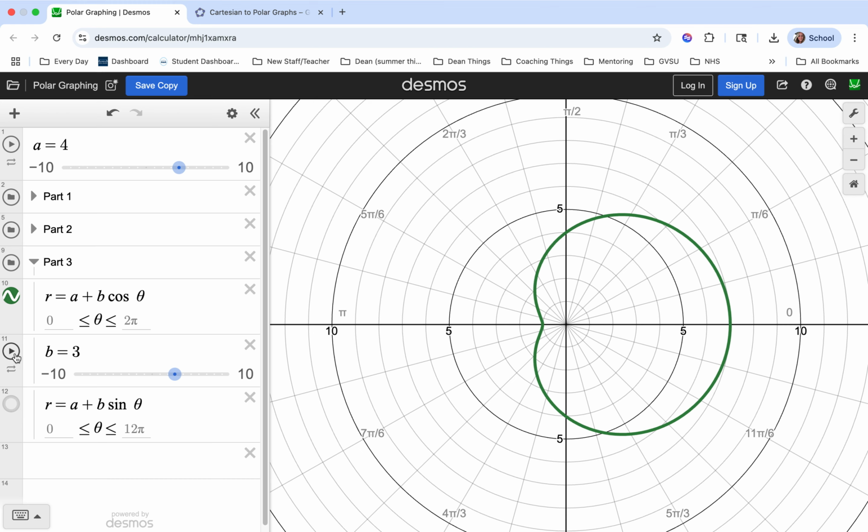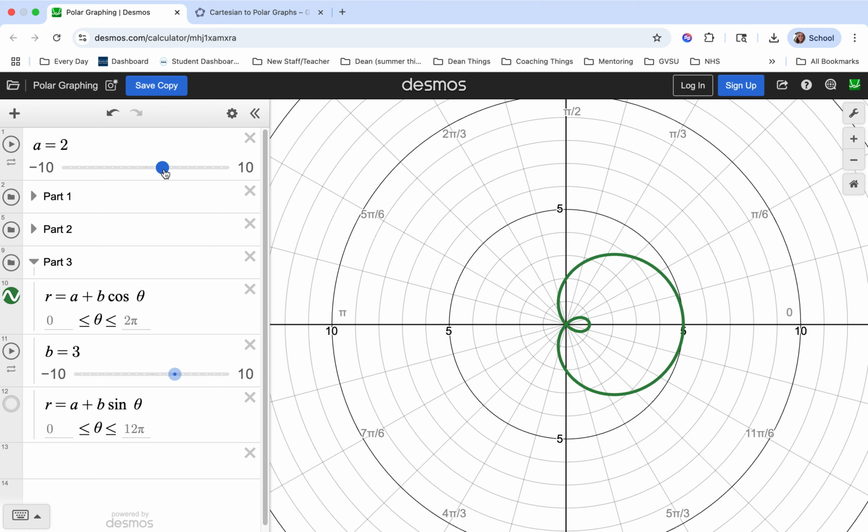So the first one is r equals 2 plus 3 times cosine of theta. So our 2 is our A value. At the very top, our A value right now is 4, so we're going to change this down to 2. And our B value is 3, which is already at 3. So we have a graph that looks like this. We have an inner loop here. It's opening to the right. It goes out to 5. And so we're going to sketch this in our notes on that first polar graph.